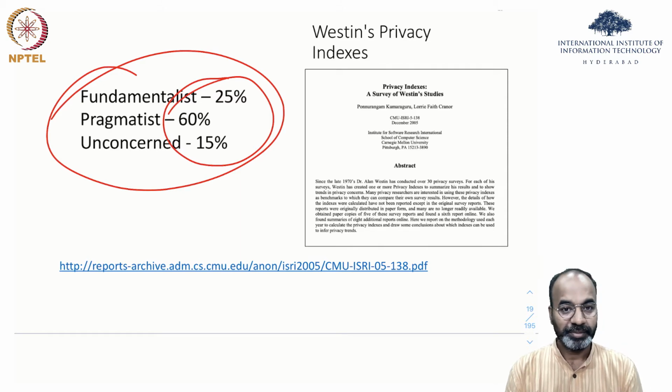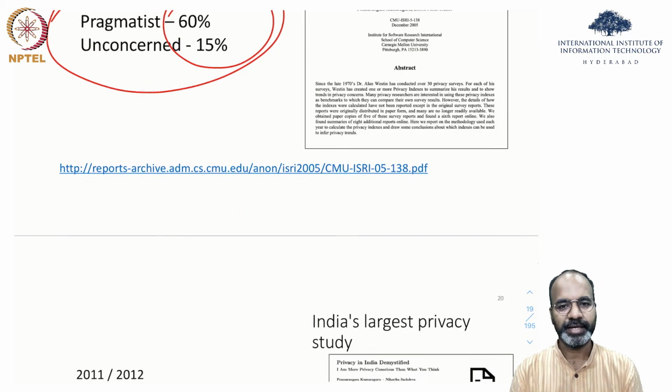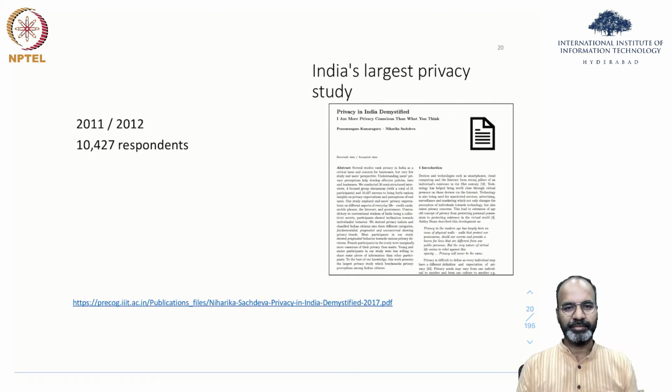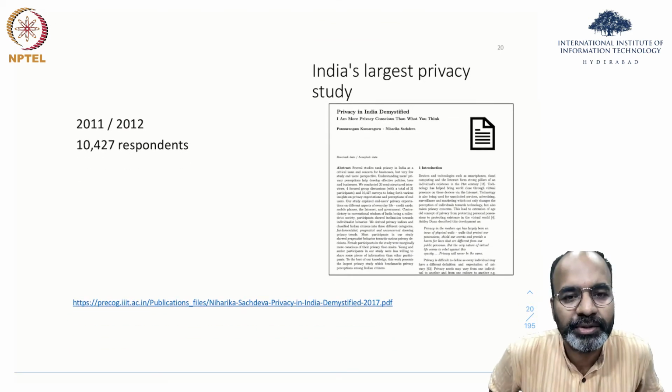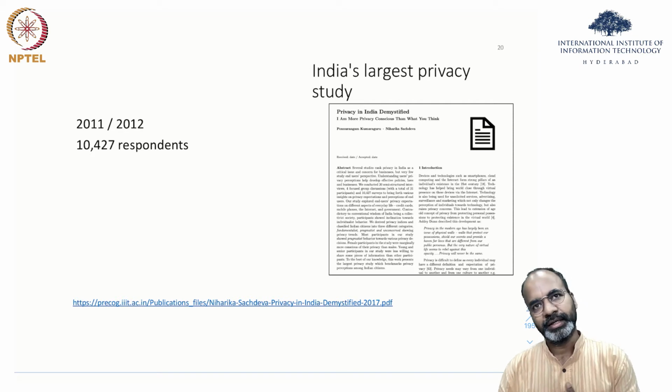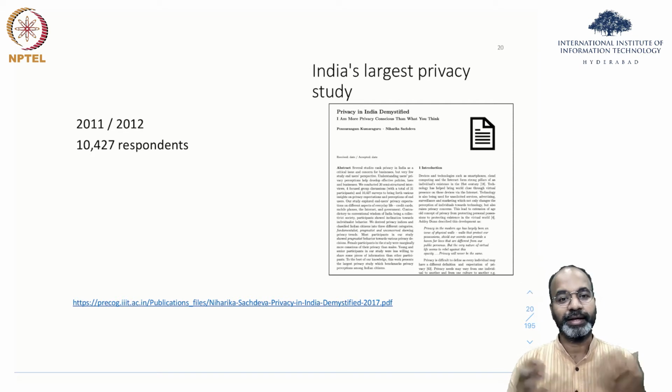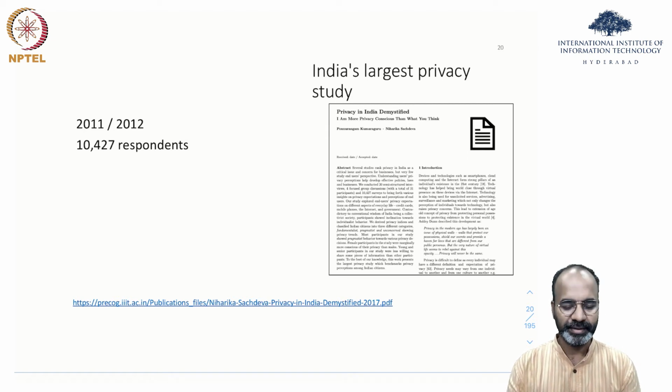Fundamentalist being only 25% of the US population, pragmatist being 60%, unconcerned being 15%. And this summary that I'm doing, or looking back that I'm doing, will also help you to think about the final exam, I guess, the topics that may be interesting to probe as part of the exam.